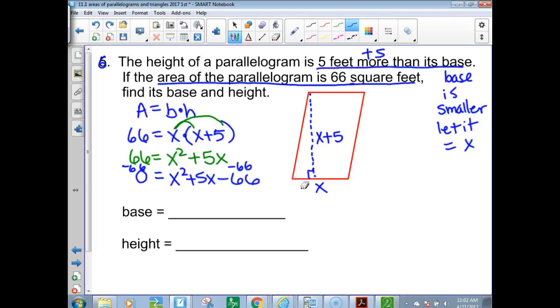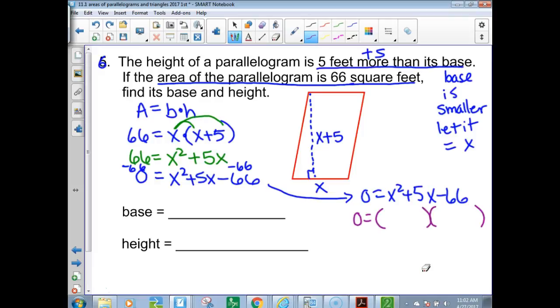If you set this to 0, you can do something called factoring. So I'm going to write this over here just to give me some space over these blanks. So 0 equals x squared plus 5x minus 66. Maybe you recall doing something called diamonds or unfoiling and foiling. Remember something like that? Yeah, well, we're going to figure out 2 binomials that multiply to give you this trinomial. We're going to put an x here and an x here.